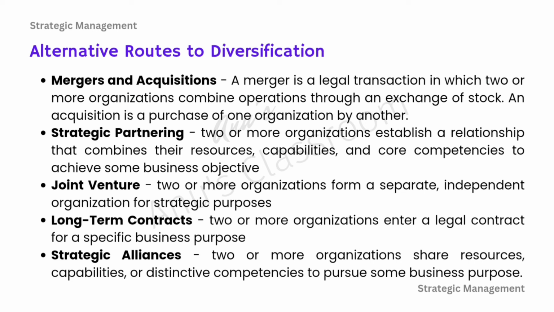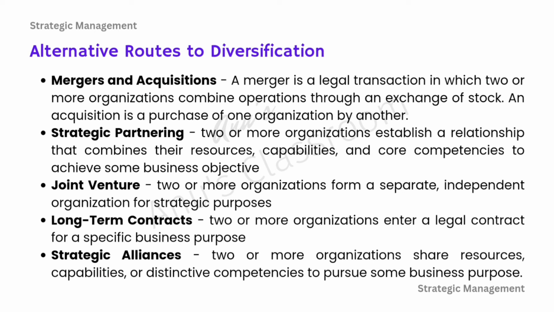Strategic partner, whereas in the case of Maruti Suzuki, it is a merger. Strategic partnering is two or more organizations establishing a relationship that combines their resources, capabilities, and core competencies to achieve some business objective. Joint venturing is two or more organizations forming a separate independent organization for strategic purpose.